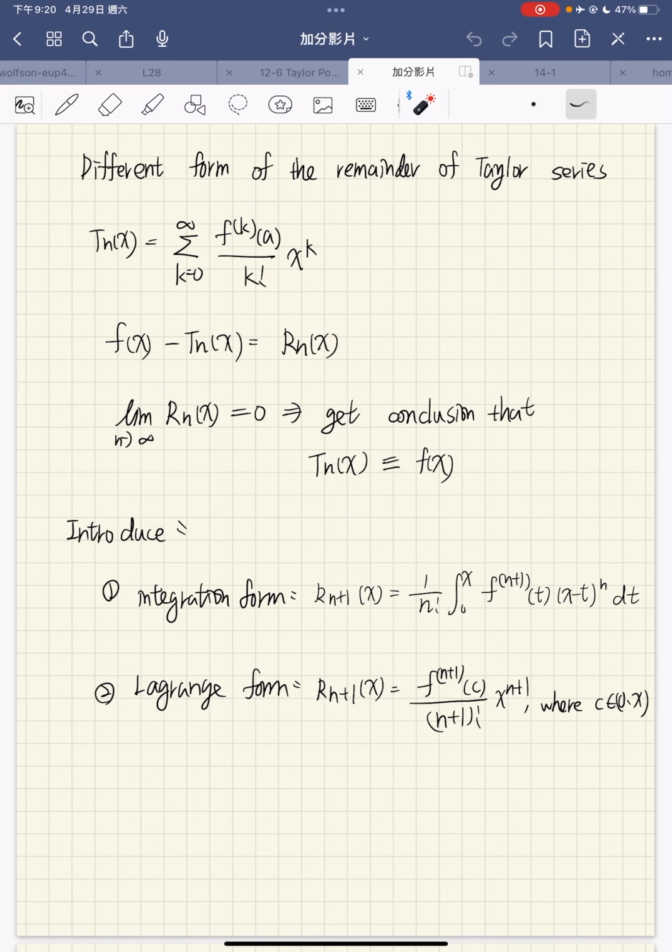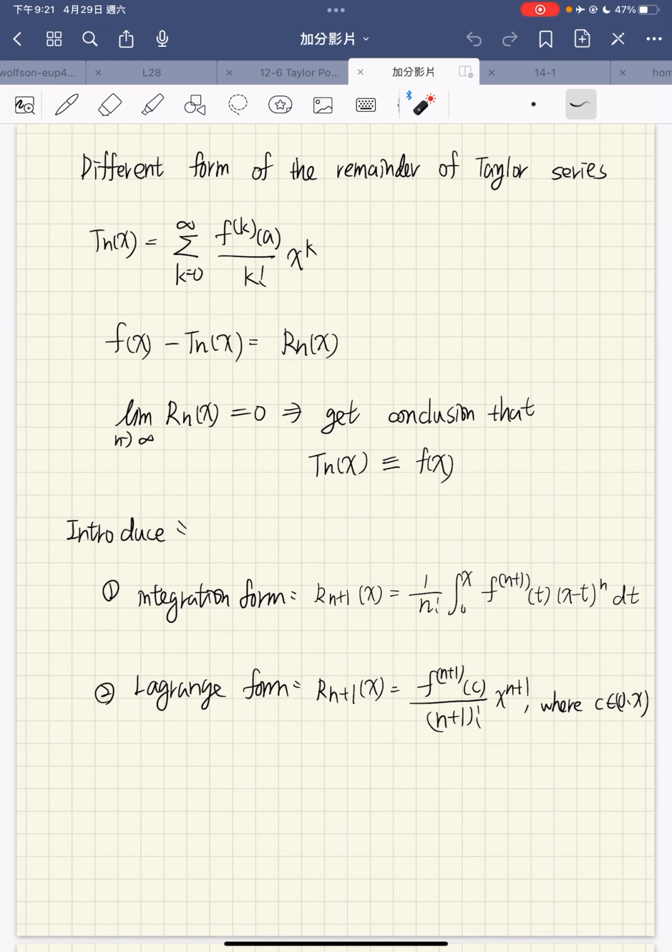Hello everyone. Today we are going to introduce the different forms of the remainder of the Taylor series. Firstly, I want to briefly introduce the Taylor series.